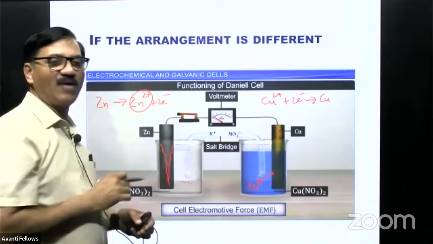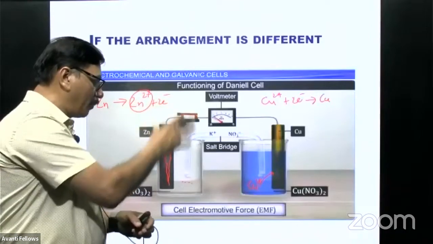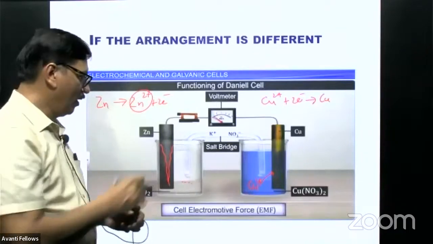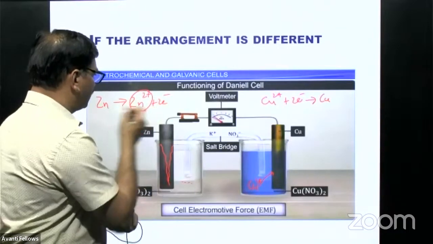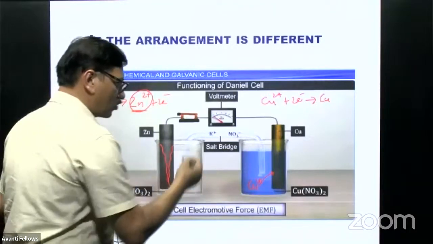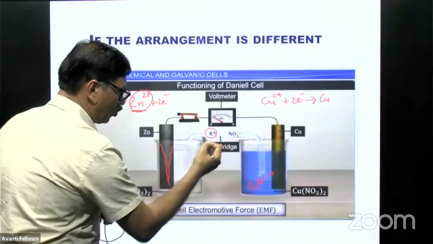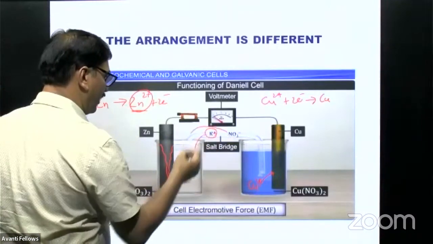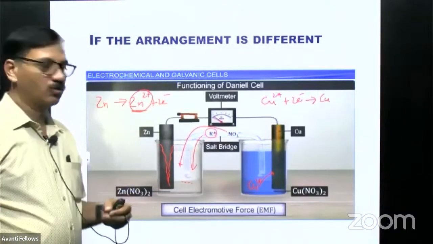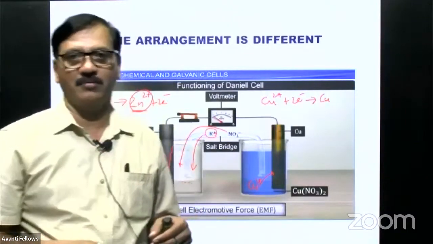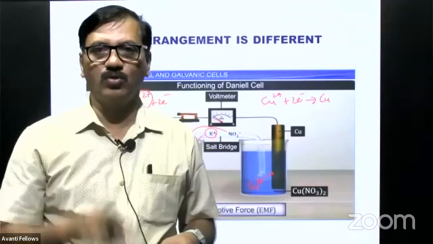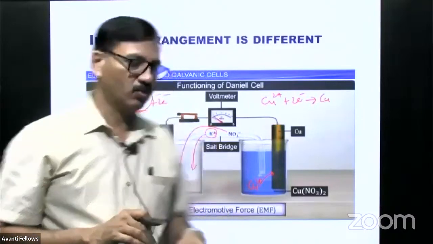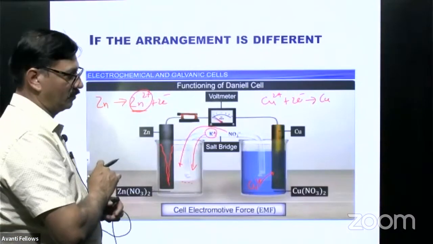Each one is called a half cell. When a metal is dipped in its own ionic solution, it is called a half cell. By the time Zn2+ ion is formed, the salt bridge releases 2 nitrate ions, NO3 minus. So Zn2+ ion and 2 nitrate ions: 2 negative charges are required, therefore 2 NO3.